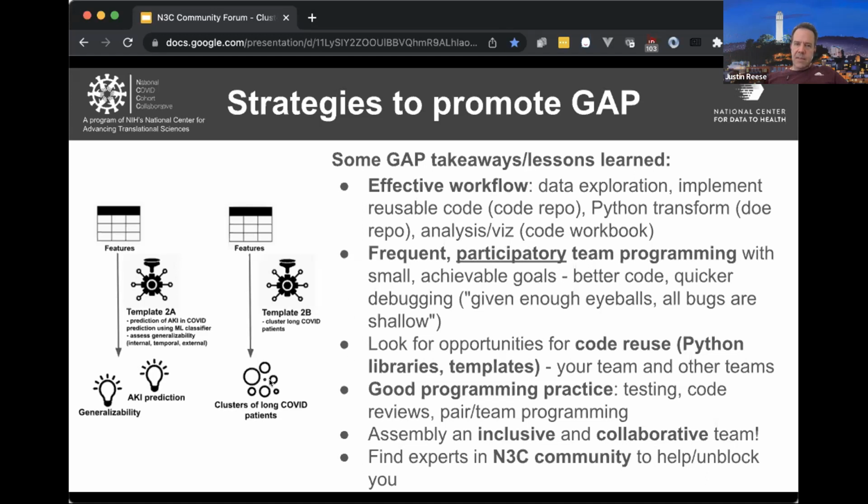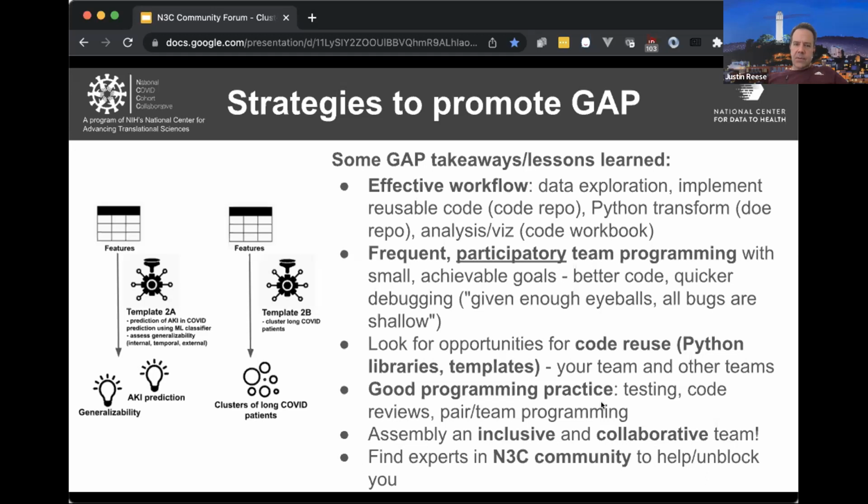Another thing that has worked well for us is frequent participatory team programming. So pair programming, but with 5 people, or as many people as you can muster who are interested. This tends to give you better code and quicker debugging. The saying is, given enough eyeballs, all bugs are shallow. We definitely have found that to be true.